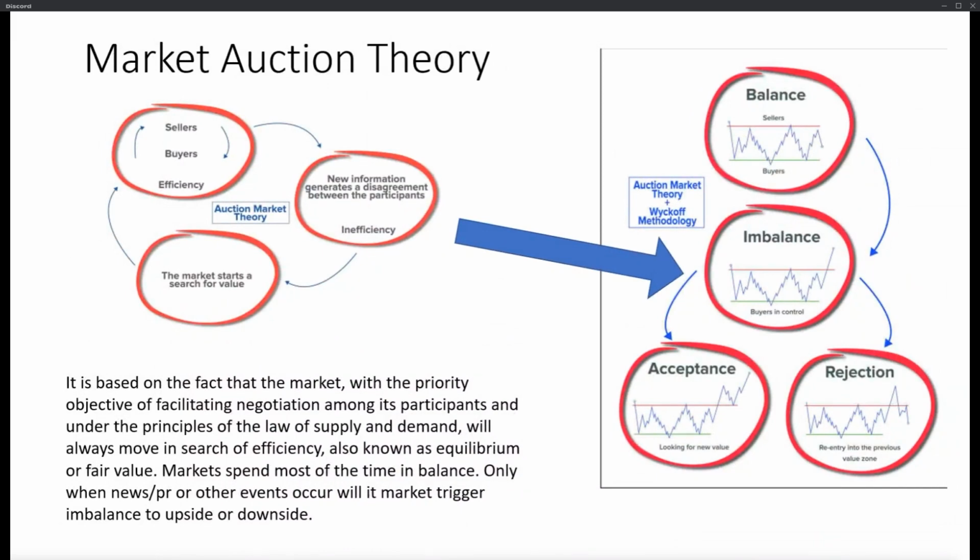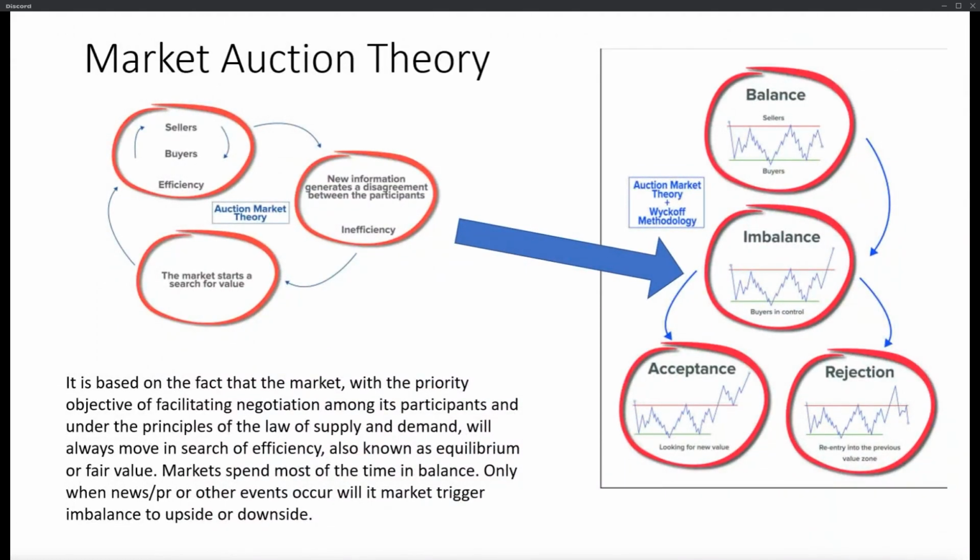But it's literally price and time that are important for it, right? And then you have the volume. So when you combine those three things, it creates the whole auction theory for us. So there's balance, imbalance, acceptance, and rejection, and that's what you should be aware of when you're looking at this slide. And when you think about the stock market, it's literally like an auction.